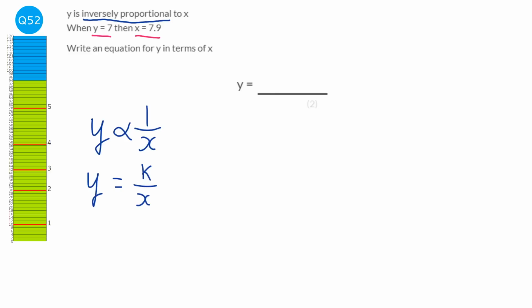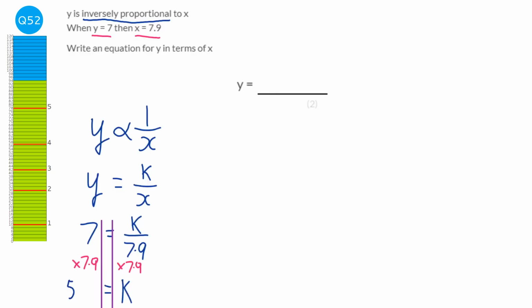So we know that when y is 7, then x is going to be 7.9. And what I need to do now is just draw my lines down. And what I'm going to do is just times both sides by 7.9. And so we have k equals 7 times 7.9, which is 55.3. So we know that k is 55.3.